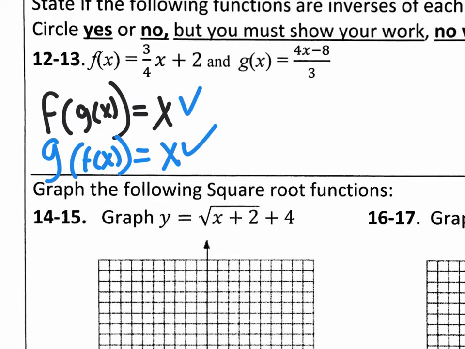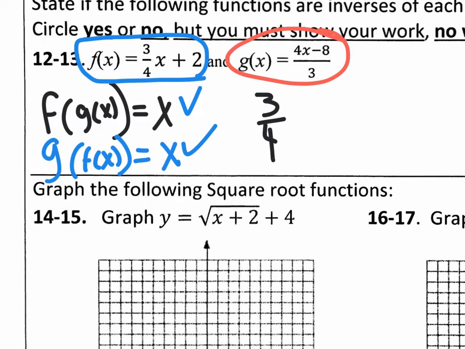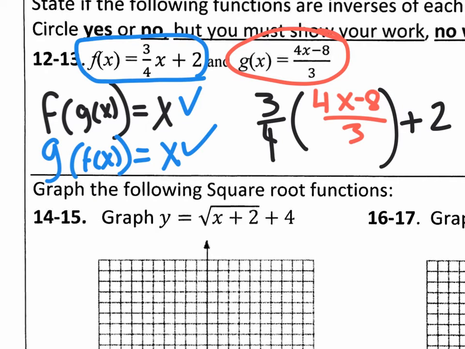So what I'm going to do is first look at f of x, and let's take the g of x and plug it inside the f of x. So I'm going to rewrite my f of x as 3/4 x, which is going to be 4x minus 8 over 3. Plug it right in there, and then don't forget about the plus 2 at the very end.